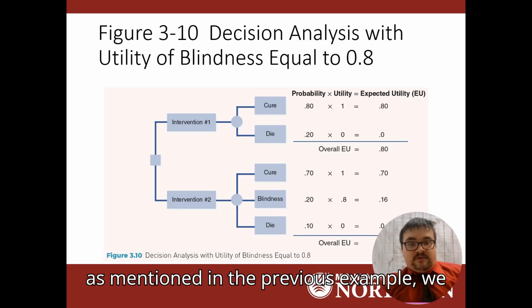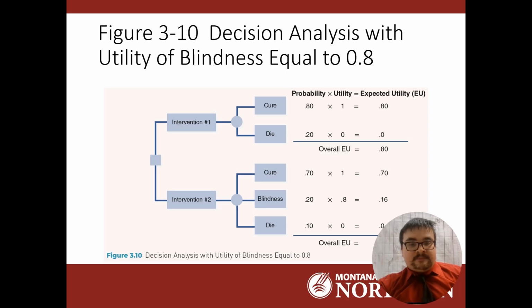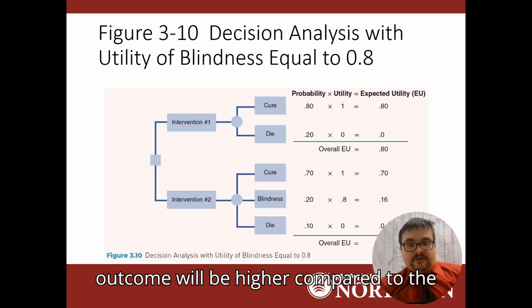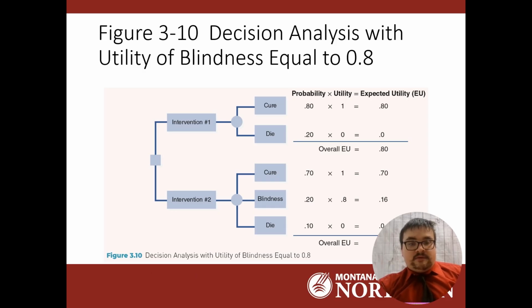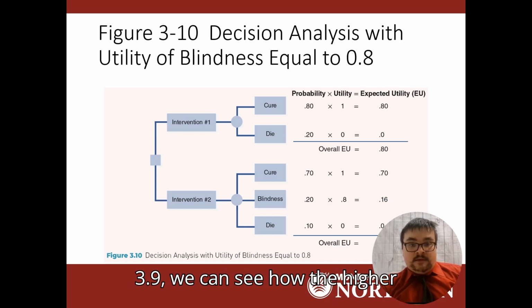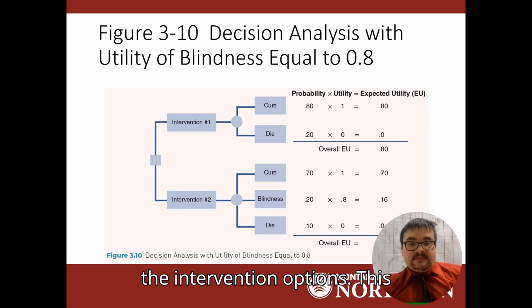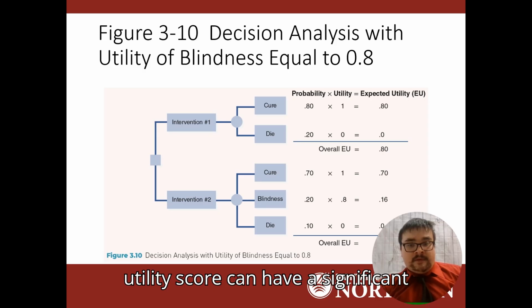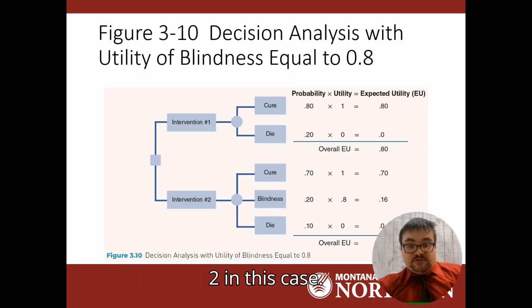So as mentioned in the previous example, we calculate the expected utility by multiplying the probability of each outcome by the utility score. With a utility of 0.8 for blindness, the EU calculation for each potential outcome will be higher compared to the previous scenario with a utility of 0.5. So by comparing this new analysis with the previous decision tree from figure 3.9, we can see how the higher utility score for blindness affects the overall expected utility of the intervention options. This demonstrates how small changes in the utility score can have a significant impact on the final decision, as you may be more inclined to go with intervention 2 in this case.